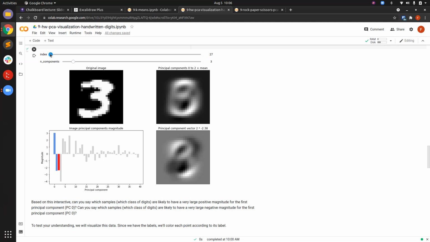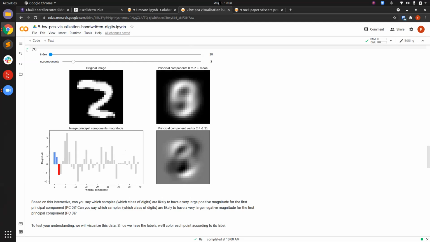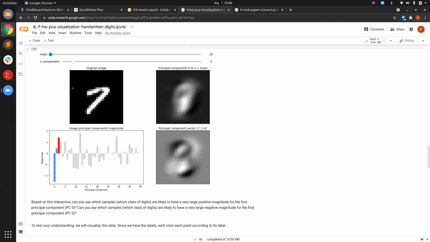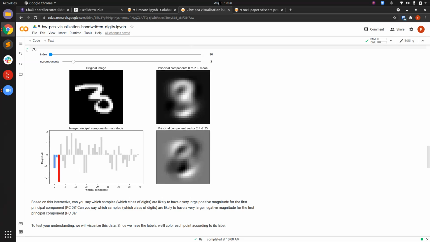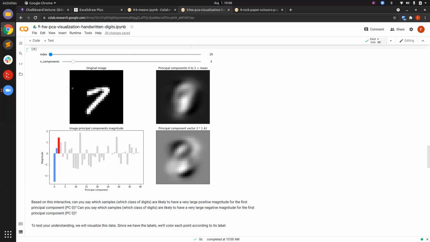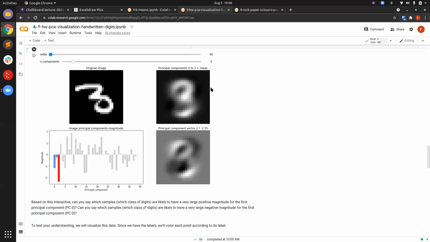Let's look at a few examples to see if that holds up. Okay. Yeah. So here's, let's say, a 7 with a strong lean backwards. Here's the 3 with a lean forward. So you can see the 7 with the lean backwards has a positive value for this PC, because there is writing in this part. The 3 with a lean forward has a negative value for this PC.